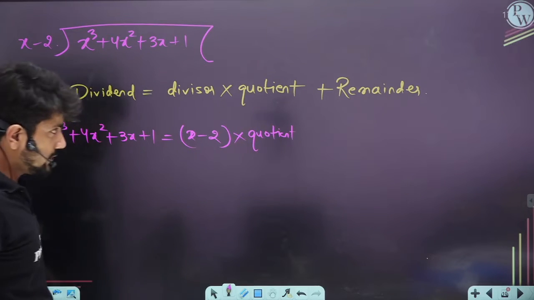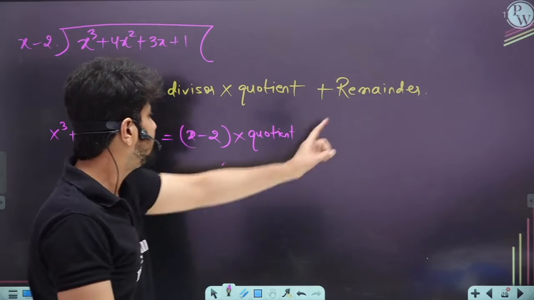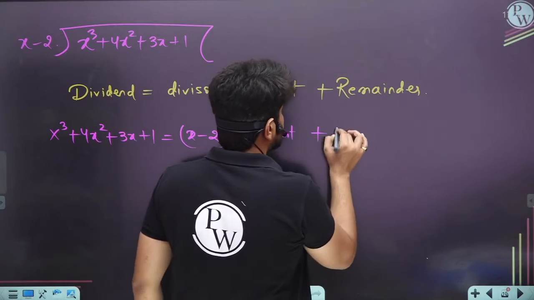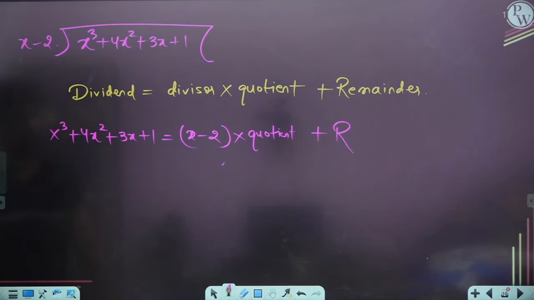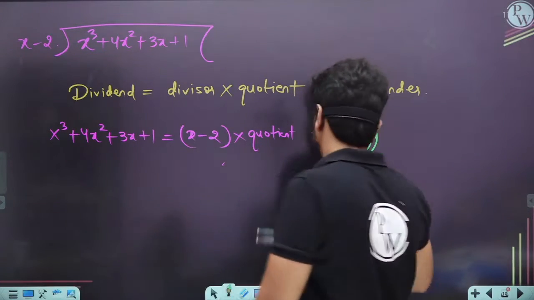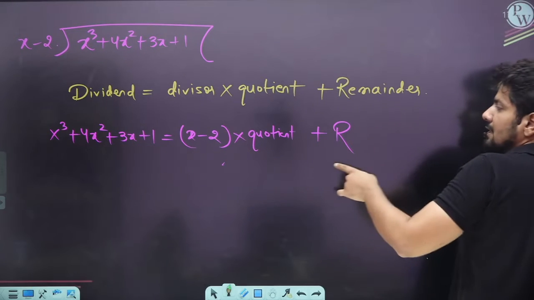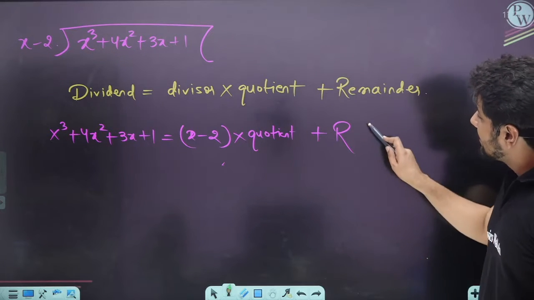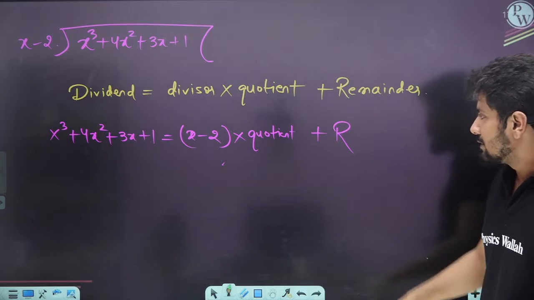To find quotient, we have to properly divide. And we are not going to do that because we just need to find remainder. Let's call remainder r. Okay. Now, how do I get the value of r? Look at this equation carefully and think about it. How do I get the value for this?